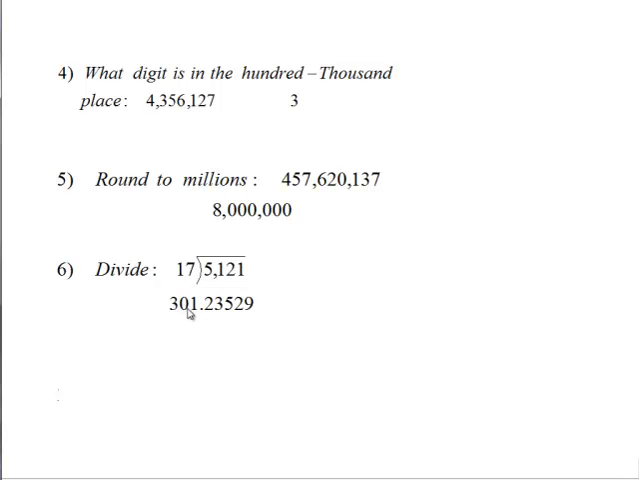Divide. Take your calculator, type in 5121 divided by 17, and you'll get a whole integer and a decimal, 301 point something like 23529. Carry out about 5 decimals. Then, if you want to turn this back into a fraction, take this decimal part and multiply by 17. So 0.23529 times 17 is 4. So then your answer is 301 with a remainder of 4.